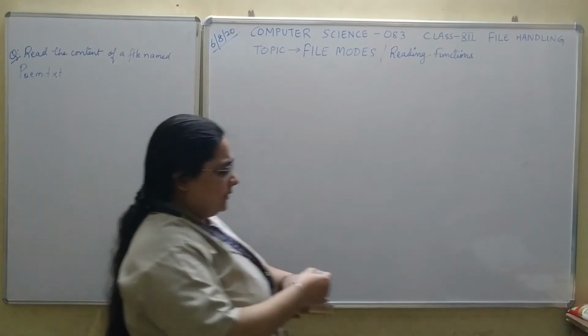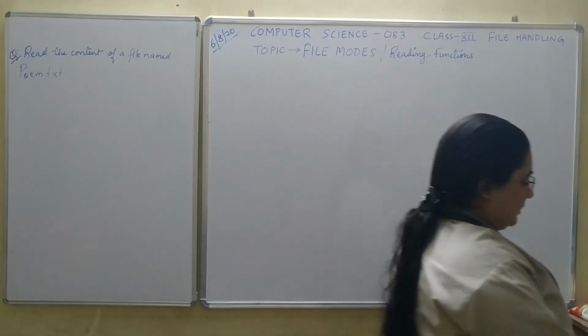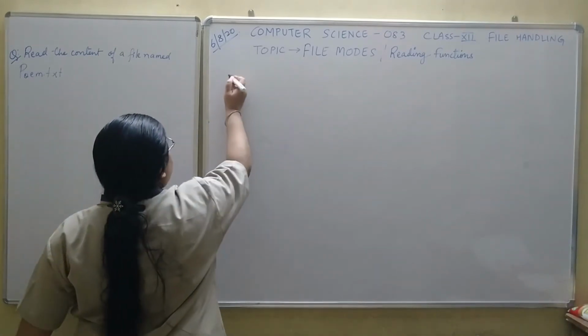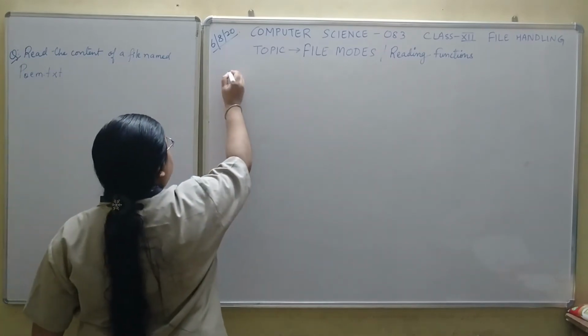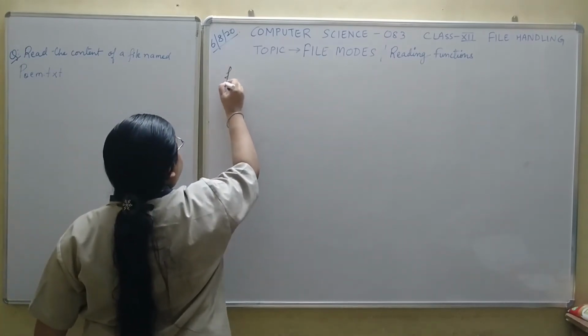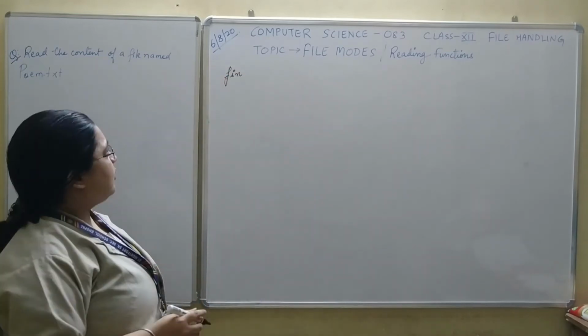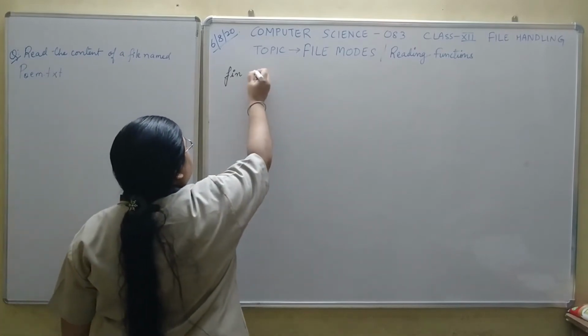So we have to read the content of a file named poem.txt. So how to do that? For this we will start with our file handle, as I told you. Let me take the input file handle, that is fin, because I am going to perform a read operation on the file.